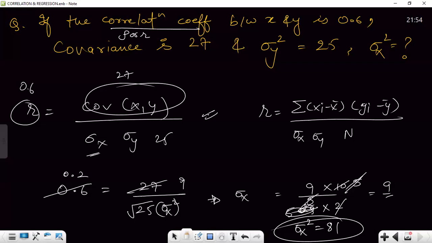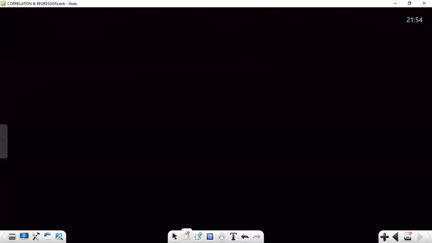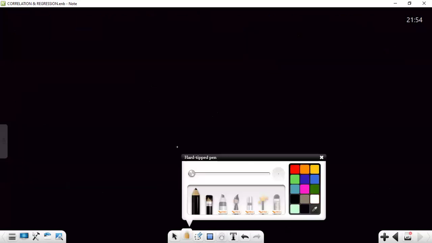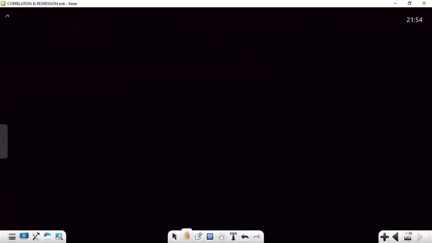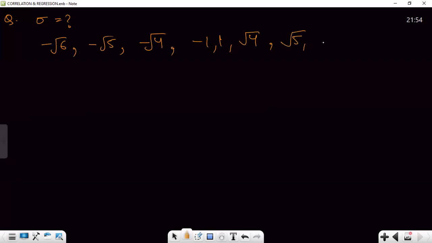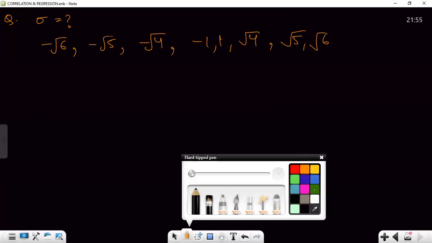Okay, nice. I have put a very interesting question. What is the standard deviation of the observations: minus square root 6, minus square root 5, minus square root 4, minus 1, plus 1, plus square root 4, plus square root 5, plus square root 6? We need to find out its standard deviation.